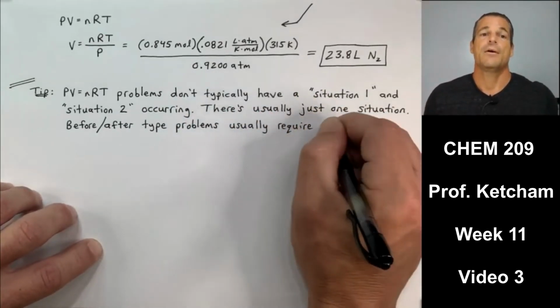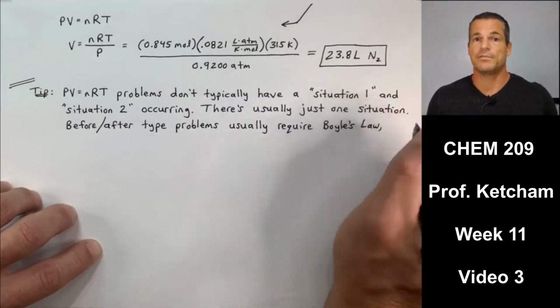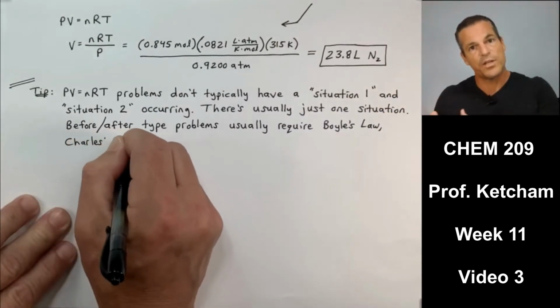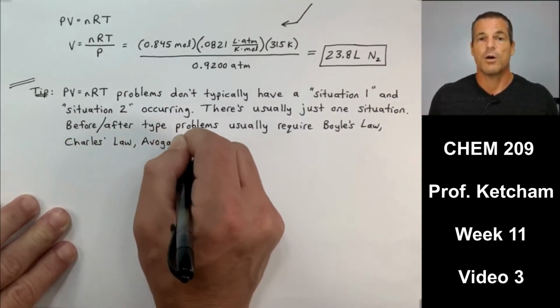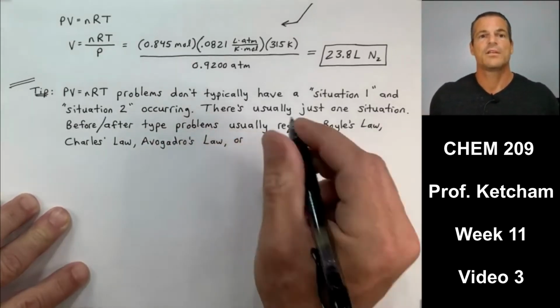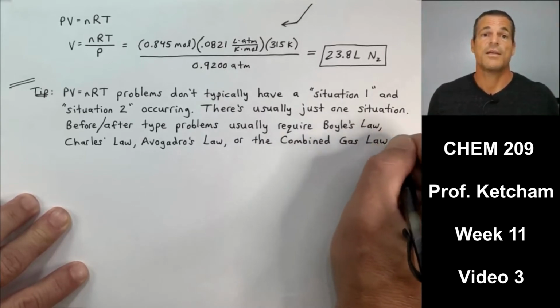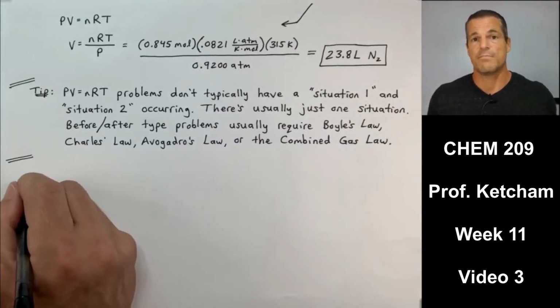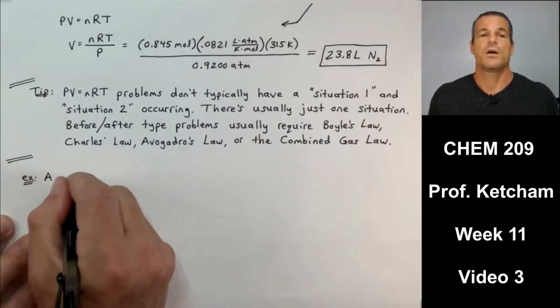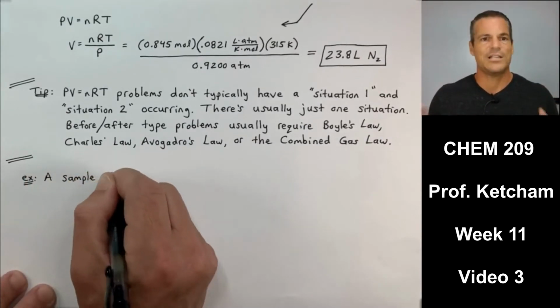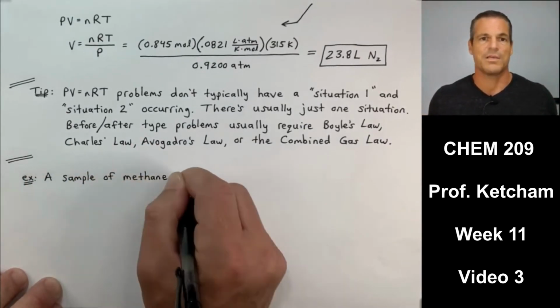Okay? Now, before and after type problems, situation 1, situation 2, those I like to call before and after problems. Those usually require Boyle's law, Charles' law, Avogadro's law, or the combined gas law. Okay? So that's just a tip. That's not letting you know what type of sample problem is coming up next.